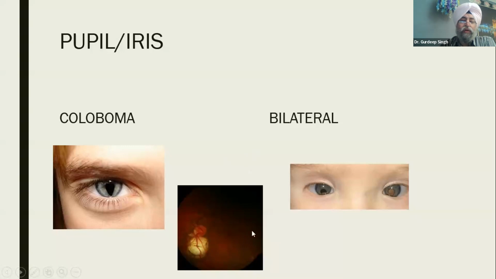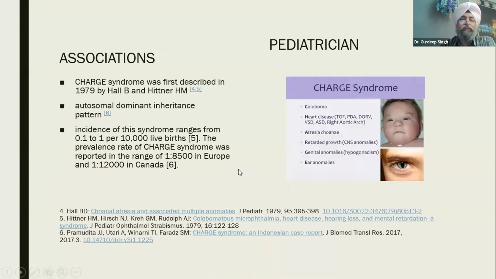So there are different associations with these kinds of colobomas, like CHARGE syndrome, which we know, and which we have to really look at: coloboma and heart disease, atresia choanae, retarded growth, genitourinary problems, and ear abnormalities. So when we look at something like this, the CHARGE should always be charging us to look for what is going on in the child. If detected early, it can help the child also.